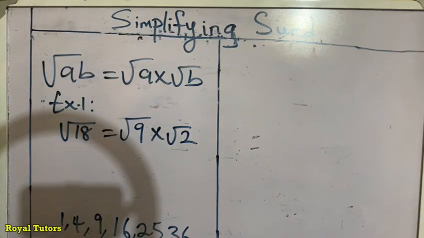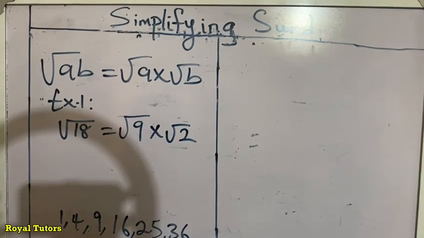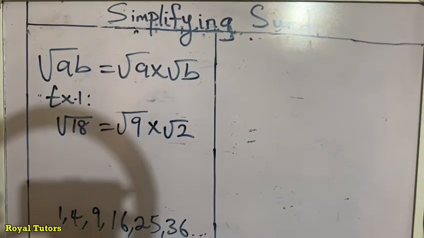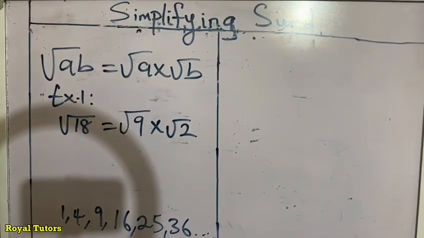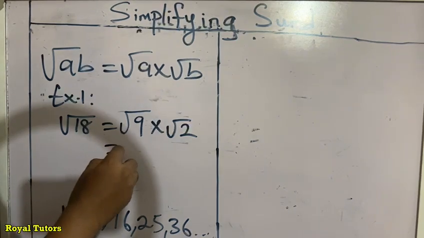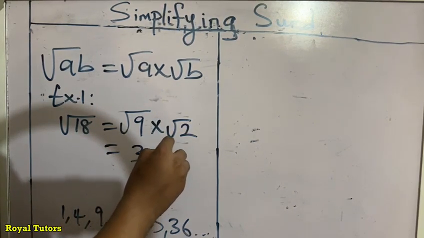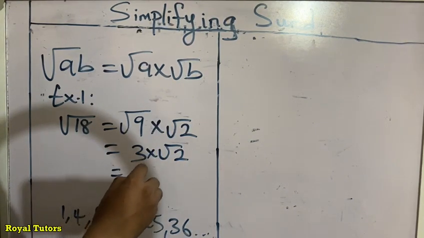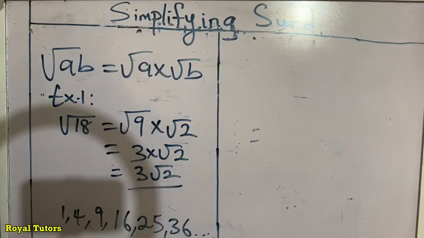At this point, it becomes quite easy. Root 9 multiplied by root 2. So the question now is, what is root 9? Root 9 will give you 3 multiplied by root 2, and your answer will be 3 root 2. It's as simple as that.